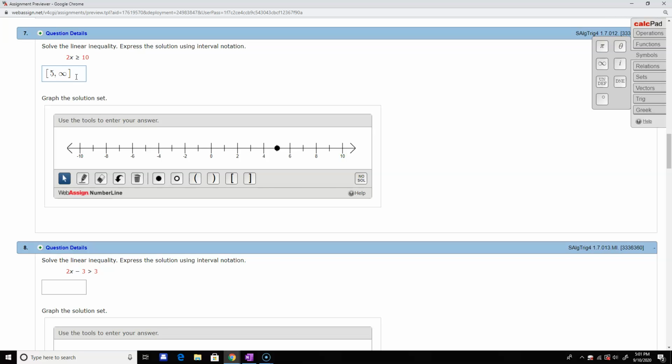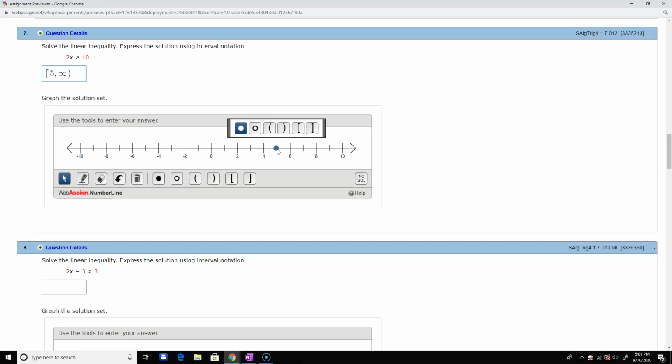But we don't want a bracket on the infinity. Like I said, we want an open parenthesis, and then we have the correct thing here. We just need to make sure that we're shading it to the right. So how do you shade here? Draw, maybe that. Draw. Yeah, and then we've shaded to the right. So that looks like it should work.